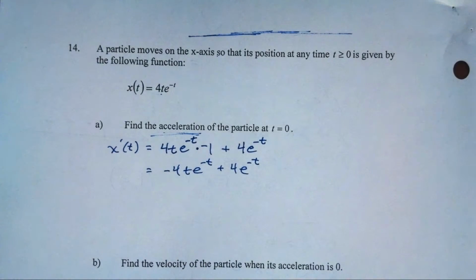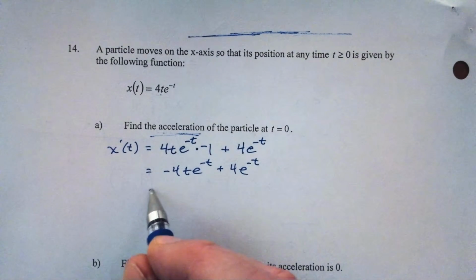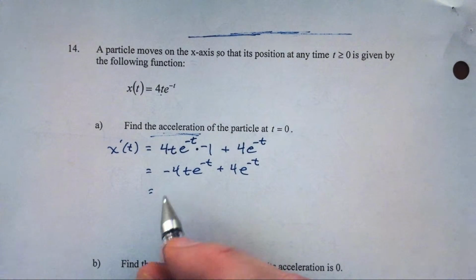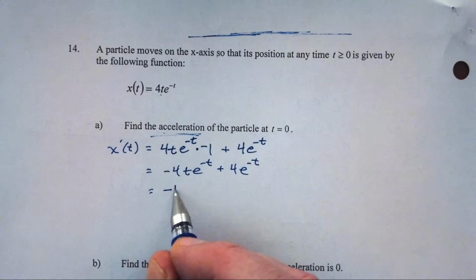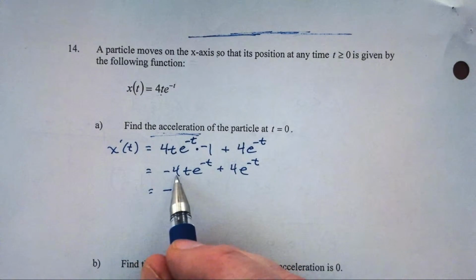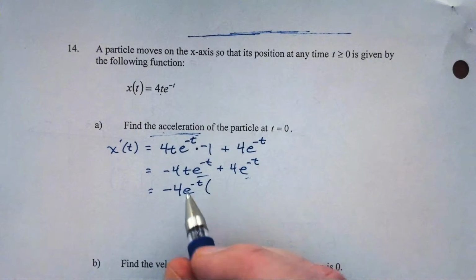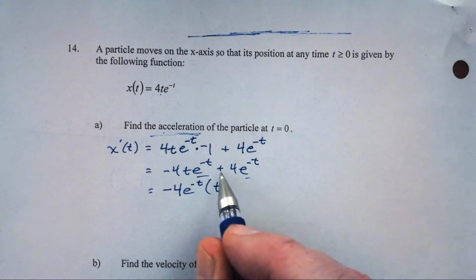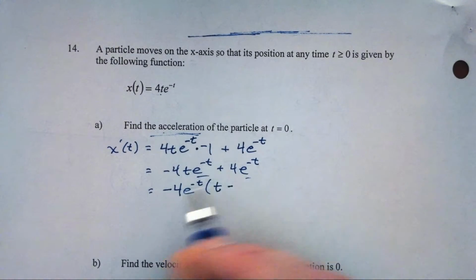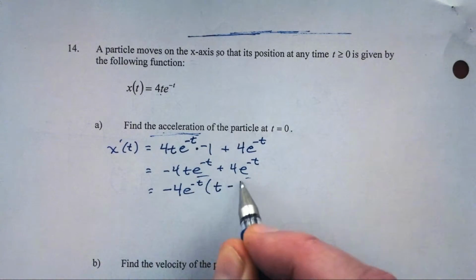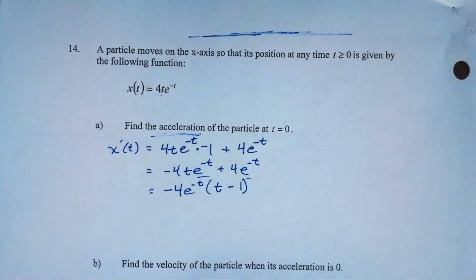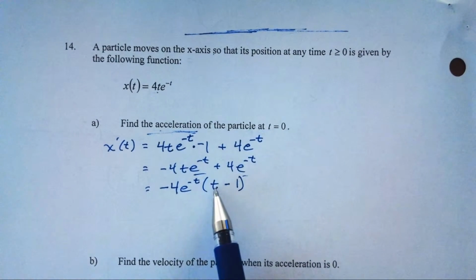its more useful form, as we know, is factored. I'm going to factor out the negative as well. You don't have to factor out the negative. I can factor out a negative 4, and I can factor out an e to the negative t, and that leaves me with just a t here and a minus 1 there, because I factored out a negative. Why is that useful? Well, I know when the first derivative, when velocity, is 0 now. Velocity is 0 when t equals 1.